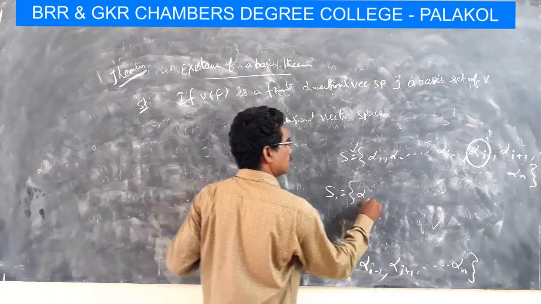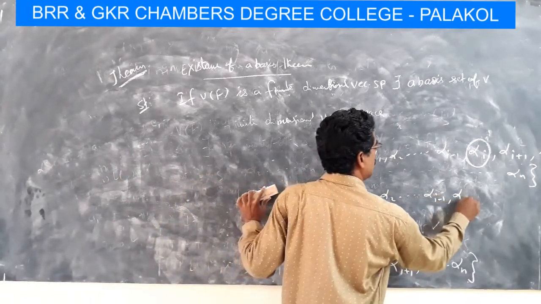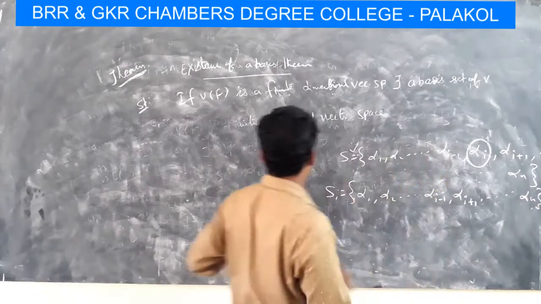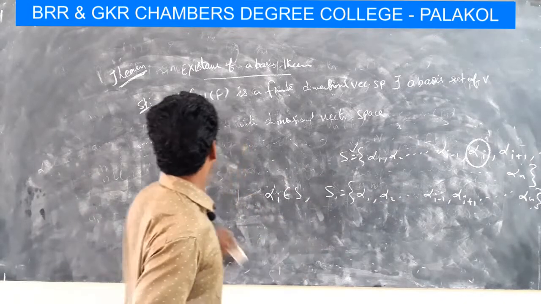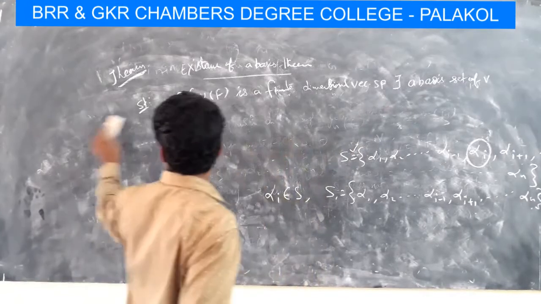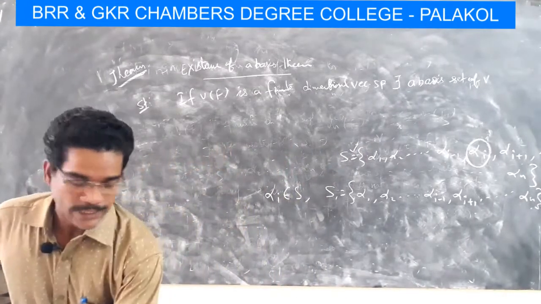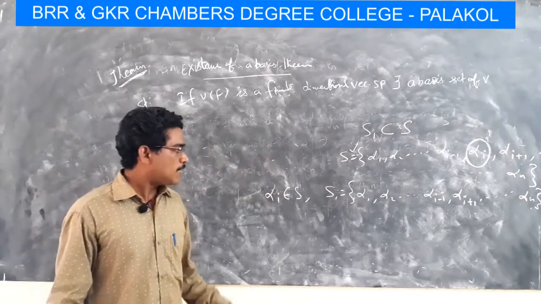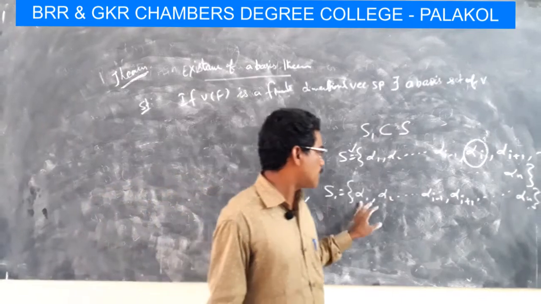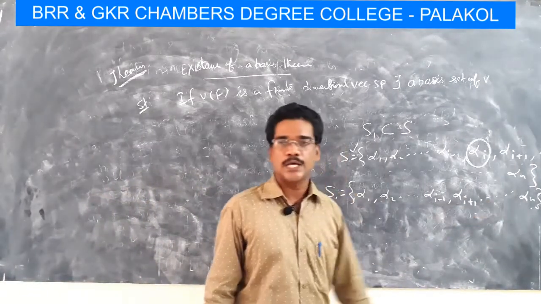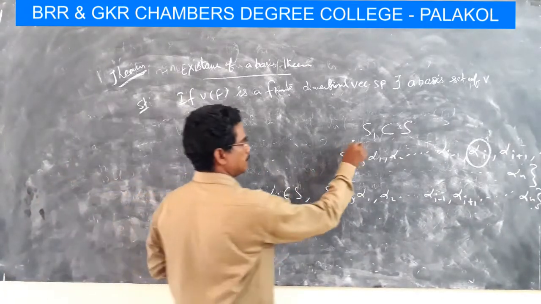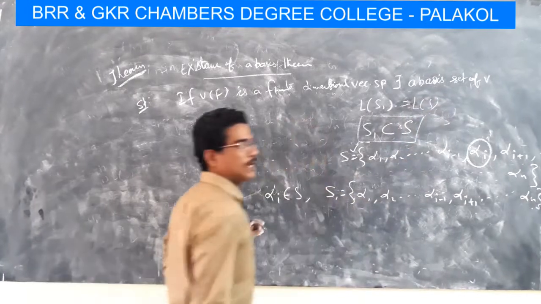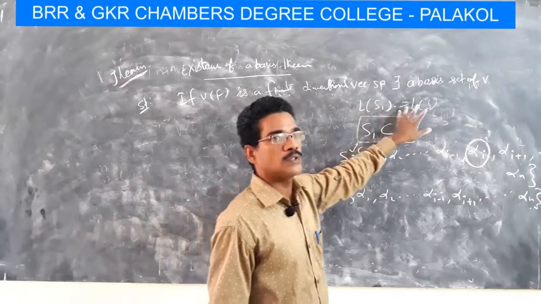Here S1 is the set of alpha 1, alpha 2, up to alpha i minus 1, alpha i plus 1, up to alpha n, since alpha i belongs to S. S1 is a subset of S. By the already known theorem, L(S1) is equal to L(S).